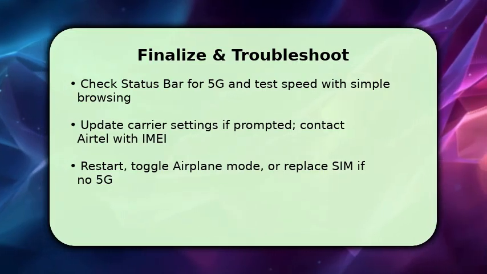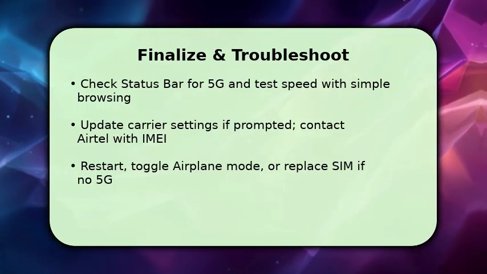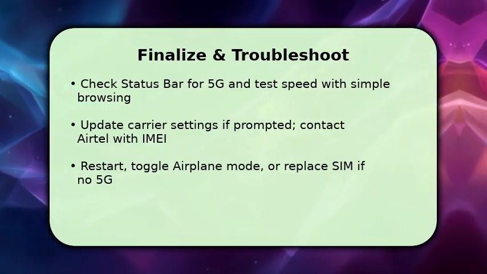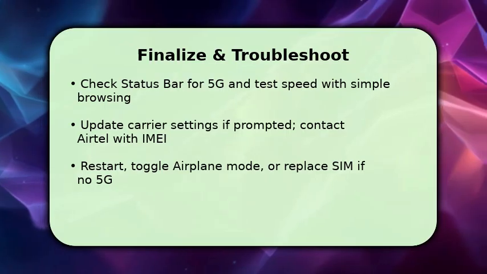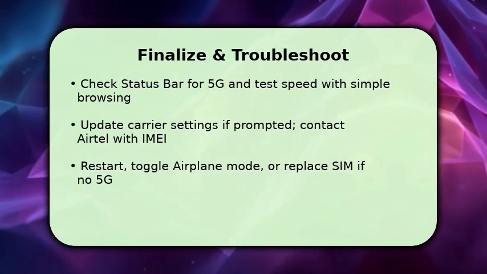Verify the status bar shows 5G and run a quick browse or speed test to confirm real connectivity, because visual indicators can mislead. If iOS prompts a carrier settings update, accept it. Those small updates enable bands and APN tweaks.